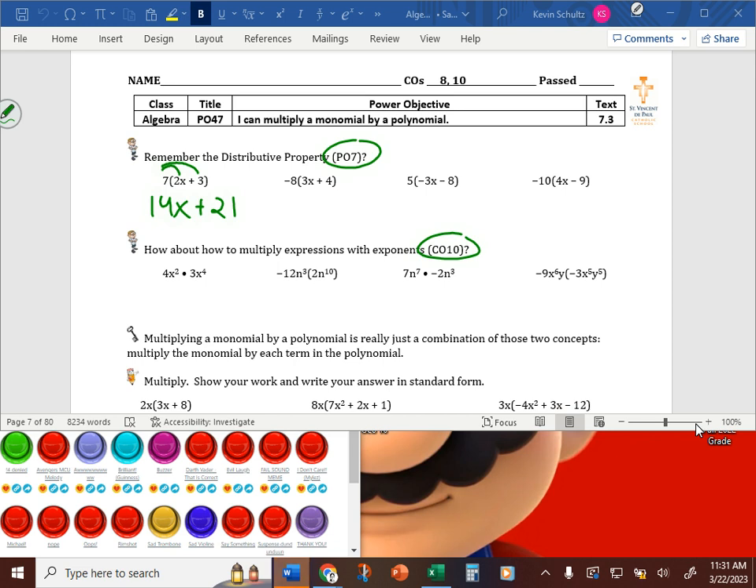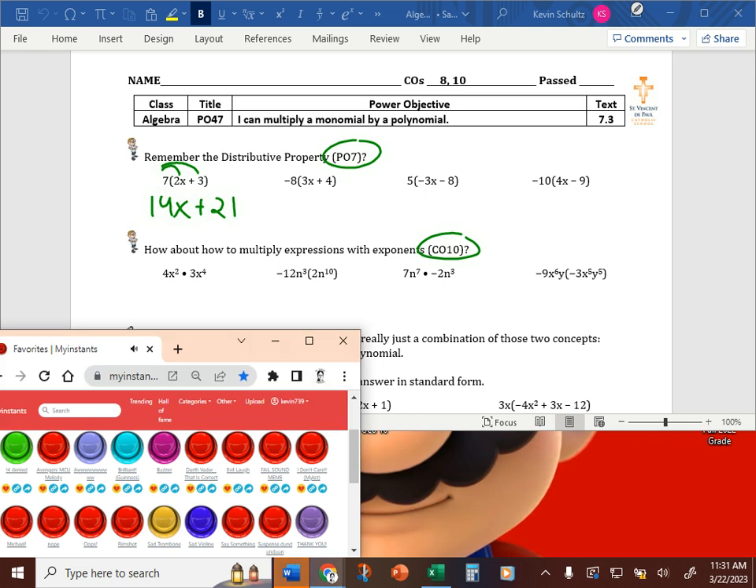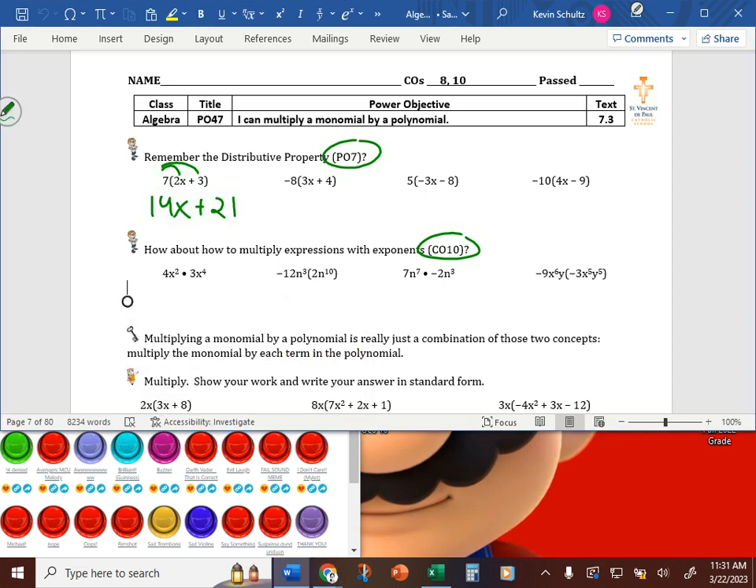Which equals 35x, right? No. Why is it not 35x? Because you can't combine them. They're not like terms, right? One has an x, one does not. Therefore, they can't be combined.